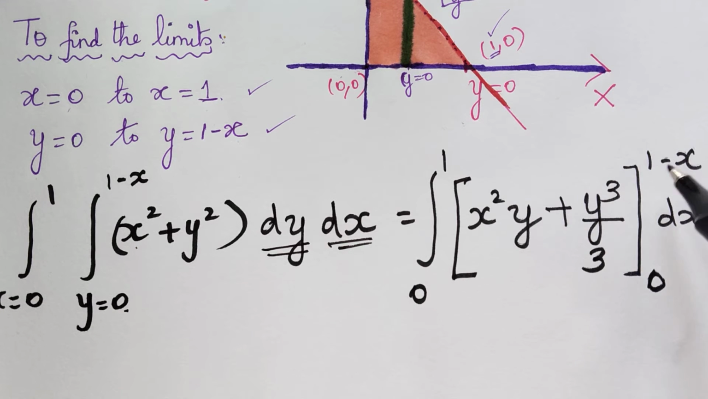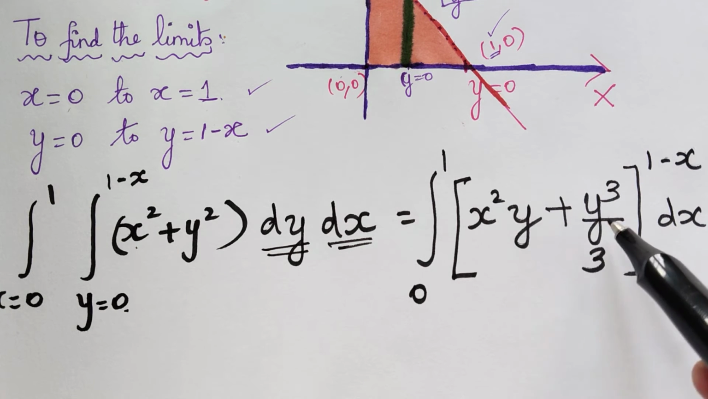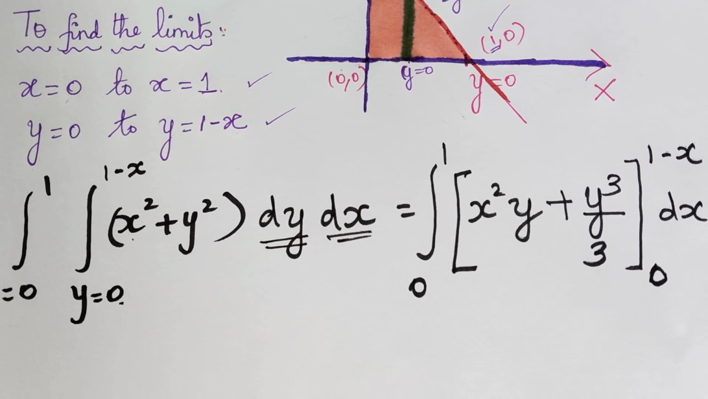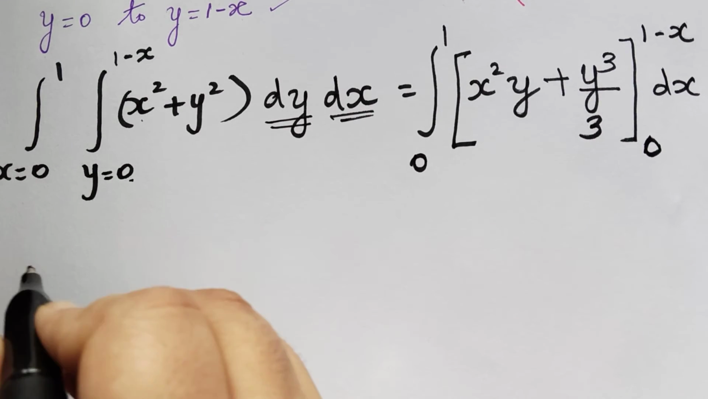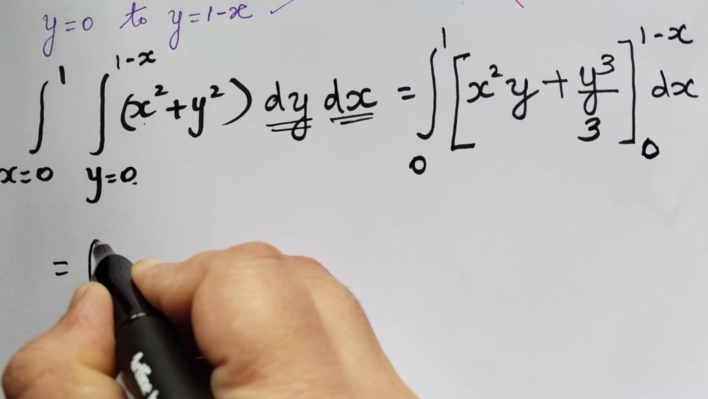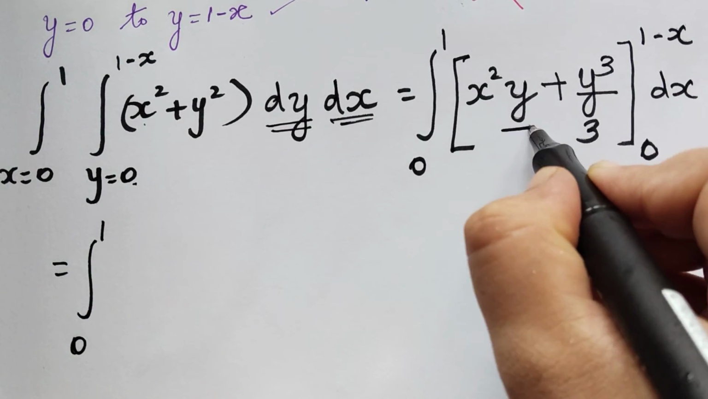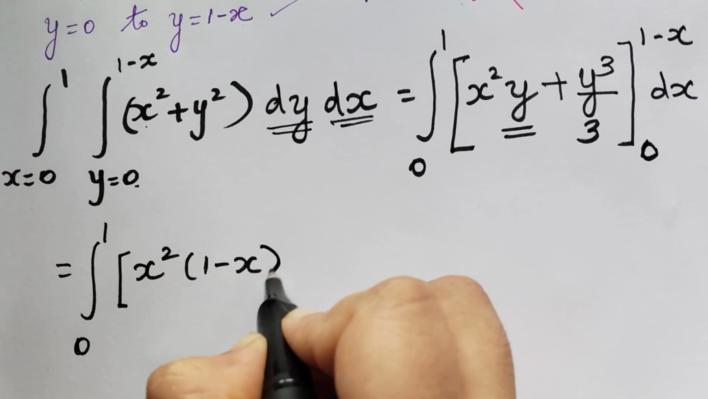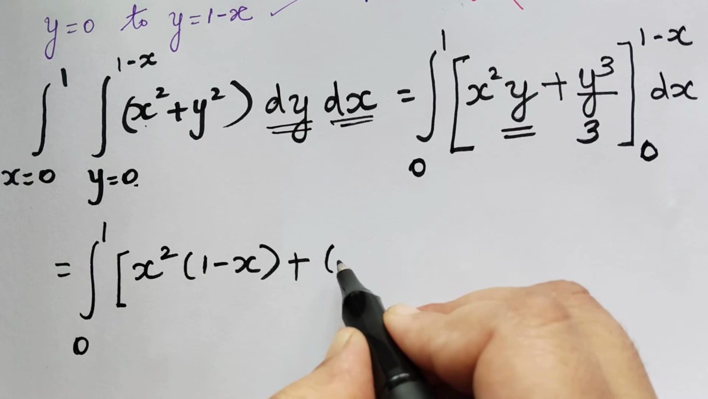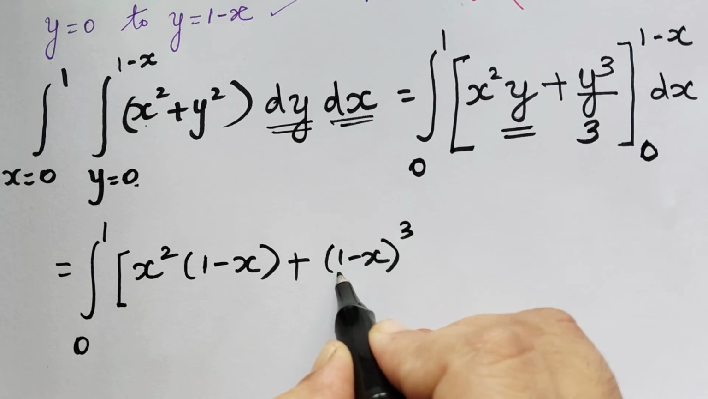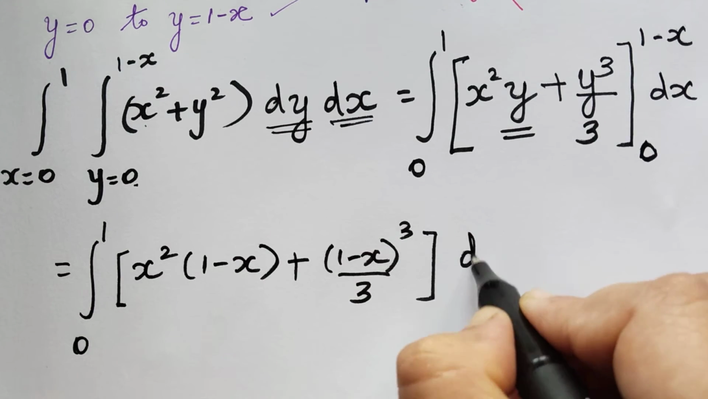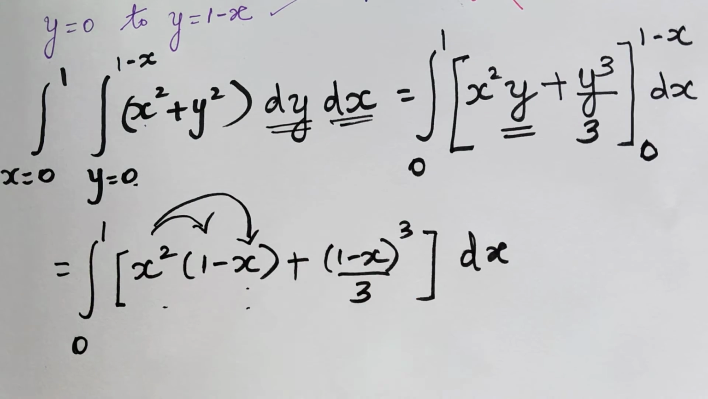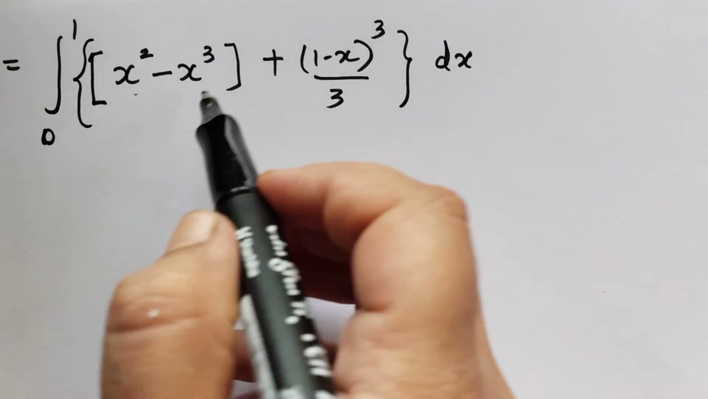Now we shall substitute the upper limit and the lower limit for the variable y, since we integrated first with respect to y. When we substitute the upper limit, this will be equal to the integral from 0 to 1. The upper limit is 1 minus x, so here we put 1 minus x. We will get x square multiplied with 1 minus x, plus y cube, so 1 minus x the whole cube divided by 3, dx. Now we shall simplify this by multiplying this x square within the bracket of this term. After multiplying, this is what we get.